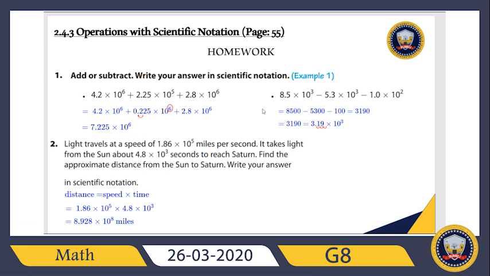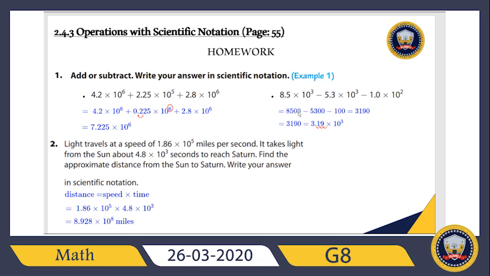All right. In the second one, 8.5 times 10 to the power of 3 minus 5.3 times 10 to the power of 3 minus 1.0 times 10 to the power of 2. All right. What you can do is increase this power by 1, so you will have the same powers for all tens. Or the second method, I'm going to convert all of these numbers to standard notation, add them, then convert back to scientific notation. And that's what I did here.